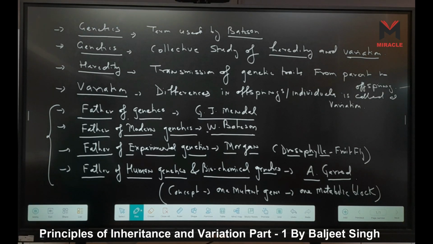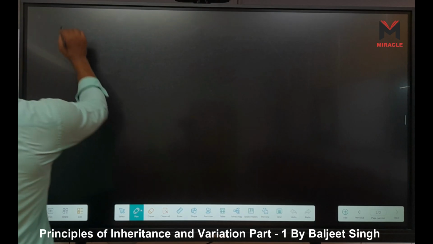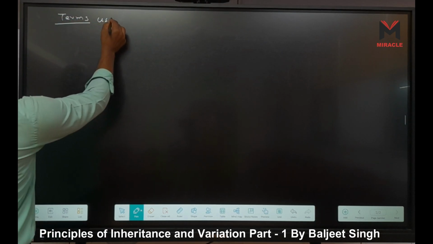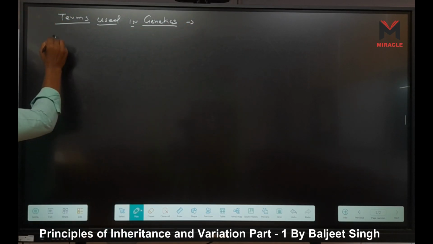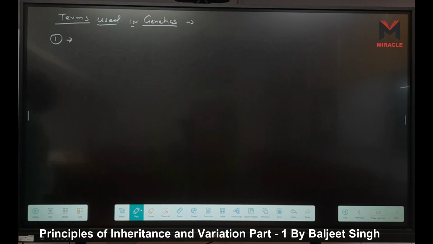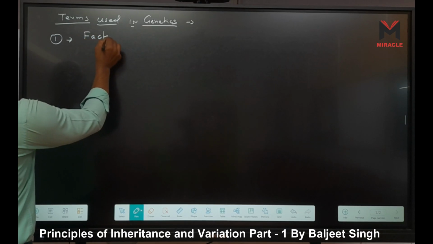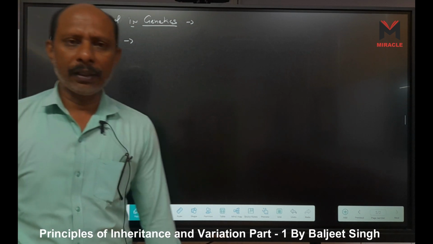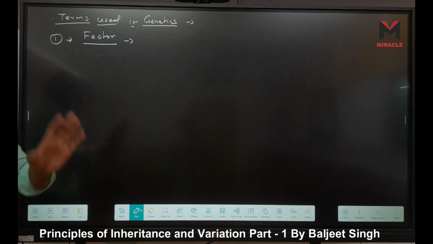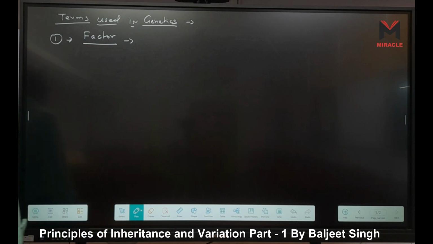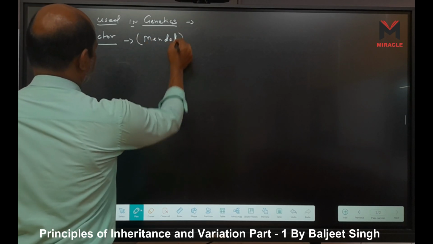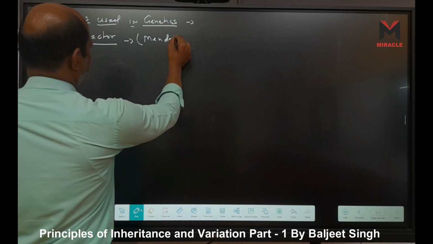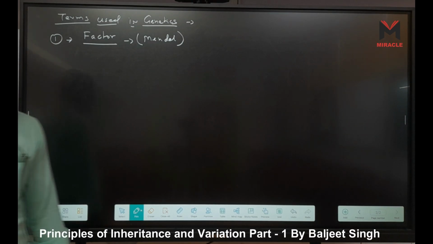Some other genetic terms which are used in our genetics: terms used in genetics mostly, right. First, factor. This term factor is not used now, but at the time of Mendel we had no idea about genes, and Mendel used this term factor. According to Mendel, factor means the unit of heredity.